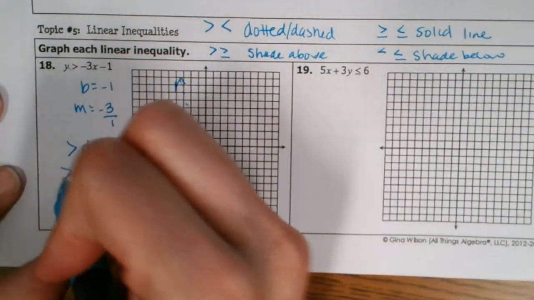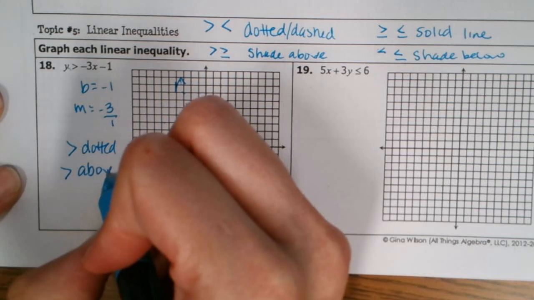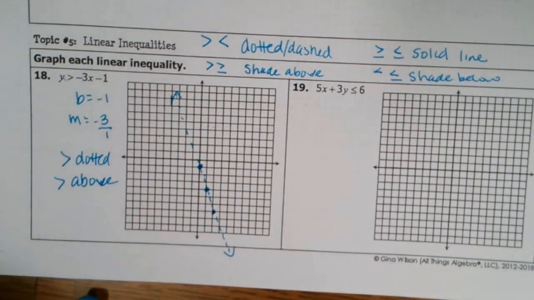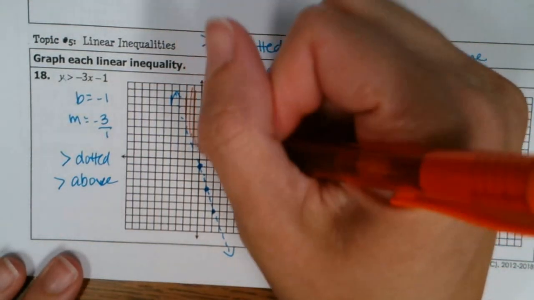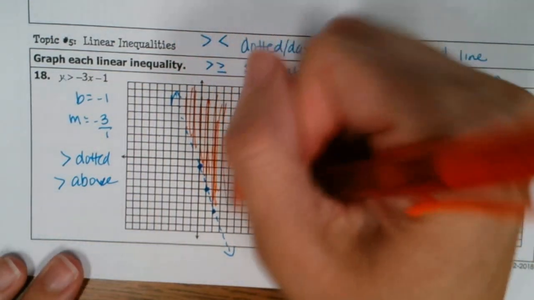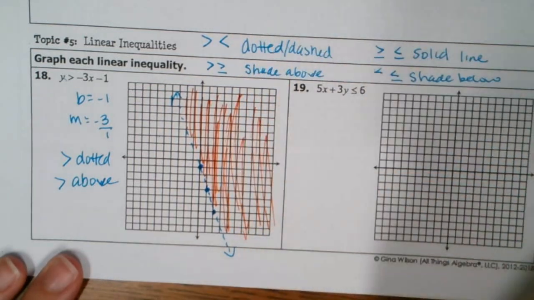And this symbol tells us to be above. Now what does above mean? Above means go to your y-intercept and shade above it. So I'm going to shade all of this.